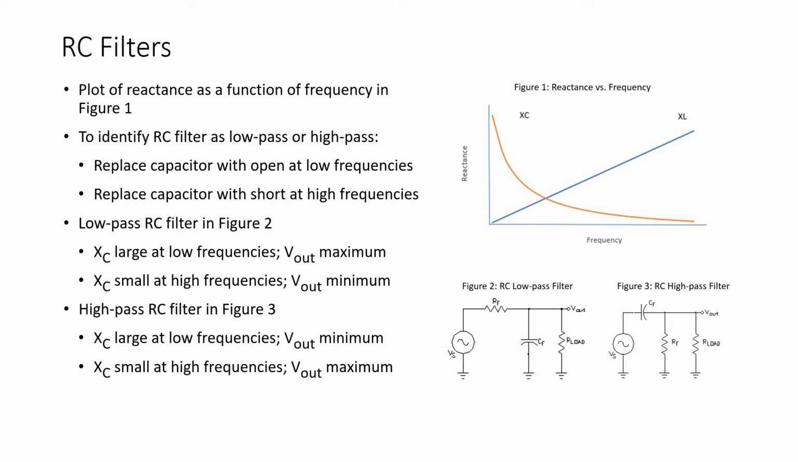Now, looking at the circuit of Figure 3, an RC high pass filter, again at low frequencies, I replace the capacitor with an open, and there is no path for current through the load resistor, so the output voltage will be at its minimum. However, at high frequencies, I replace the capacitor with a short, and this will make the output voltage equal to the source voltage. The output will be at its maximum.